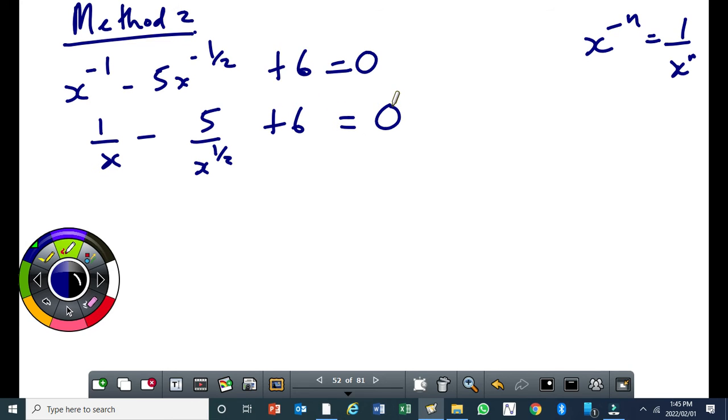Okay? Right? Then you need to find the LCD. What will be your LCD here?